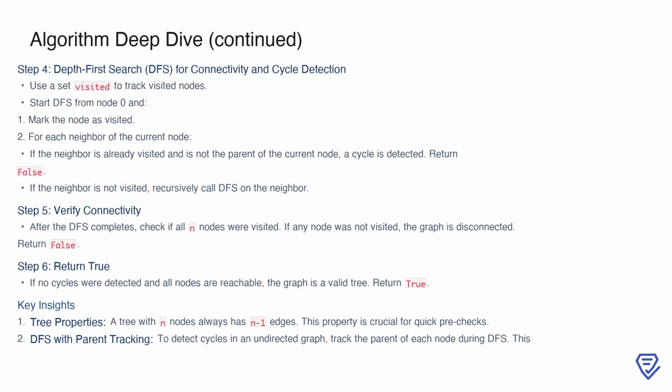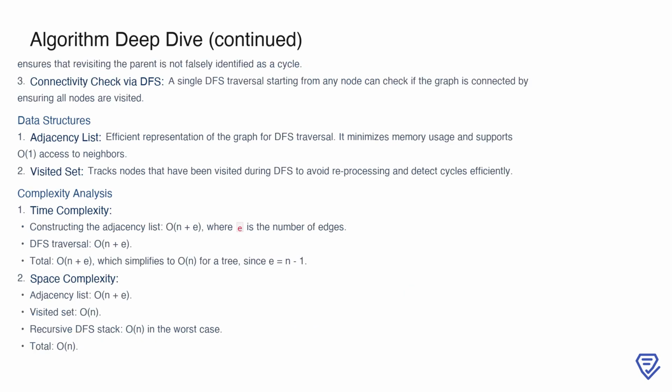After the DFS completes, we also need to check if all nodes in the graph were visited. If any node remains unvisited, the graph is disconnected, and we return false. If no cycles are found and all nodes are reachable, we conclude that the graph forms a valid tree and return true. It's important to remember a few key insights that simplify this problem. First, the property that a tree with n nodes always has n-1 edges is crucial for the initial pre-check. Second, during DFS, we track the parent of each node to avoid incorrectly identifying revisiting the parent as a cycle. This ensures our cycle detection is accurate.